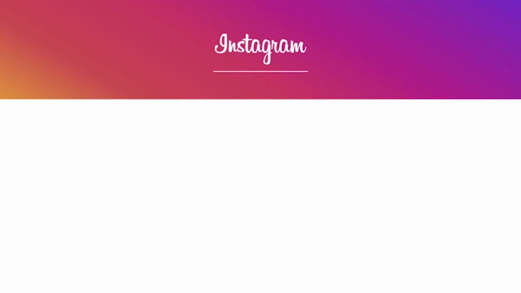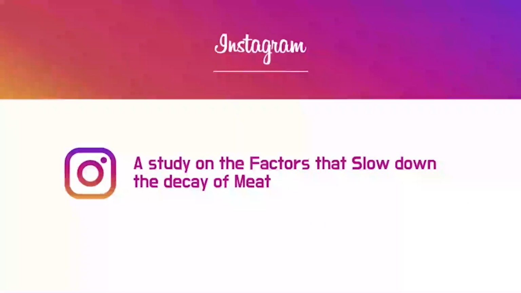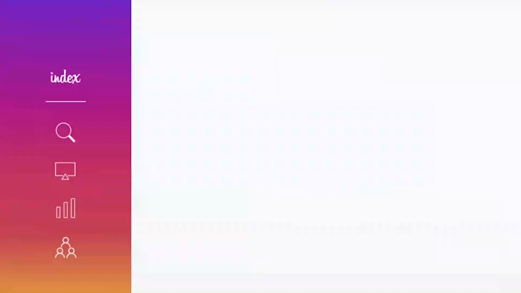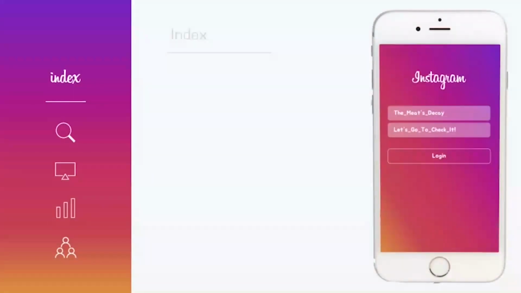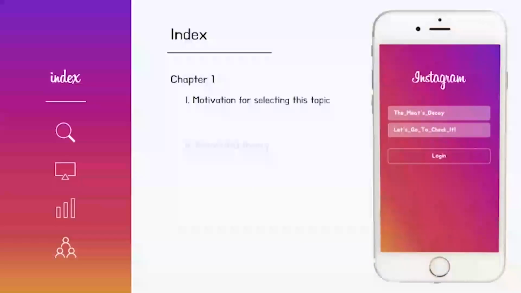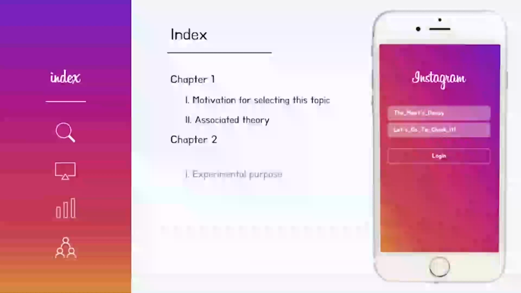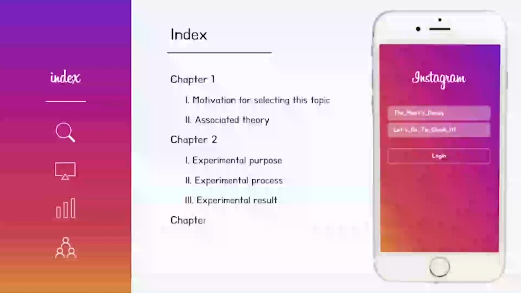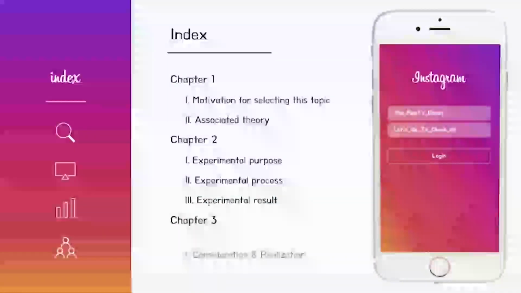Hello everyone. From now on, we will present a study on the factors that slow down the decay of meat. In chapter 1, we will talk about the motivation for selecting this topic and associated theories. In chapter 2, we will talk about the experimental purpose, process, and result. In chapter 3, we will talk about the consideration, realization, and conclusion.